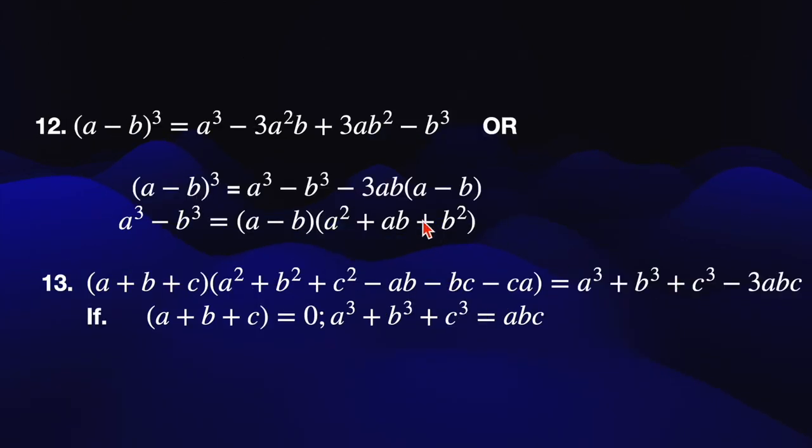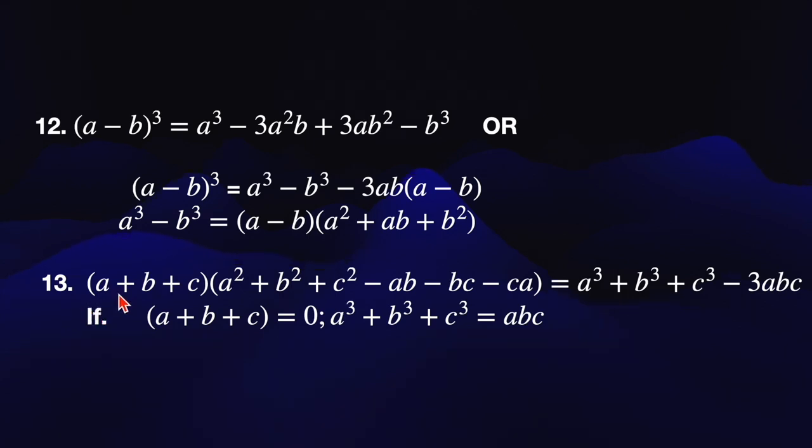So here (a − b)³, again it is simple, a³ − 3a²b + 3b²a − b³, or (a − b)³ is equal to a³ − b³ − 3ab(a − b). Take it out common, what is left is a − b in the bracket. a³ − b³ is equal to (a − b)(a² + ab + b²).